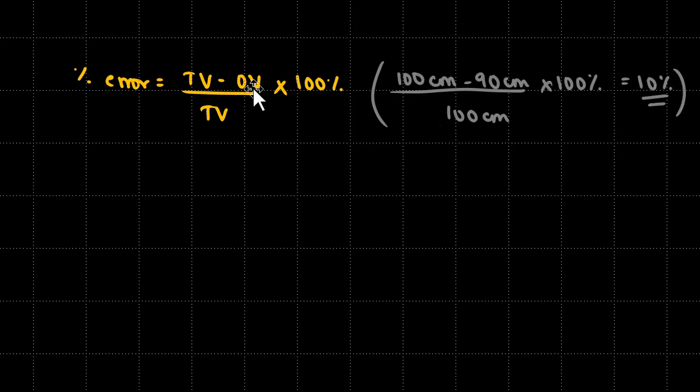So I hope this is pretty clear to understand. Think about it. We have 100, which is the true value, and 90 is our observed value, which means that there is a 10% error.